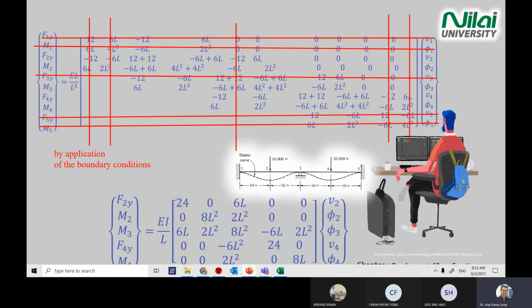Then you will have the blue color matrix like what you saw just now. I already highlighted with the yellow color the space just now. So you put the remaining ones in the open space here. You pull the F equal to KD equation again, but the remaining ones. So you put F2y, M2, M3, F4y, and M4. Remember to pull your EI divided by L. Oh, sorry, there's an L cube missing here, typo error.